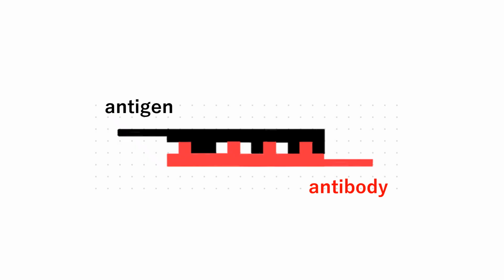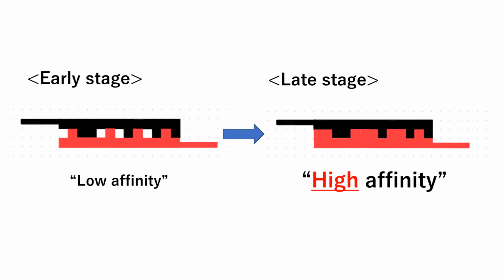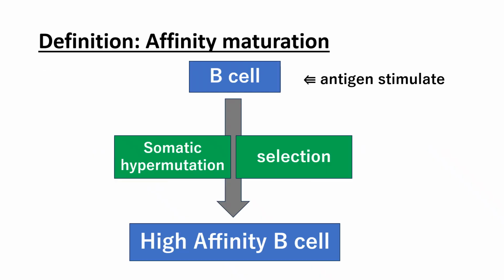When an antibody binds to an antigen, various immune reactions are triggered, and the ease with which they bind is called affinity. It is known that antibody affinity gradually increases over time after exposure to a pathogen. This process, in which antigen-stimulated B cells undergo somatic hypermutation and selection to progressively increase their affinity for the antigen, is called affinity maturation.